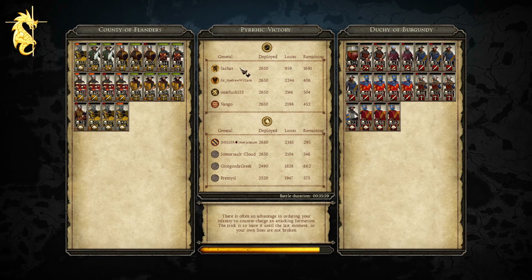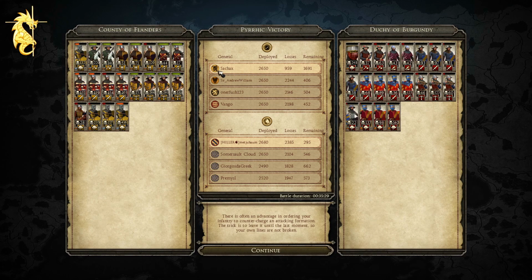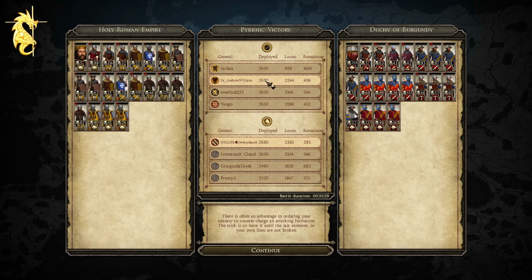All right, let's look at how everybody did here. So first off, we've got Sachax playing the County of Flanders. His cavalry did pretty good there. Look at the crossbows: 253, 266, 260, 235, 416 on the cavalry. And we've got Sir Andrew William as the Holy Roman Empire, with, unfortunately, it doesn't give you all of them put together. Looks like he's the one who unfortunately had the biggest issue. Really not doing too great. He got 131 on the Imperial Ritters and 114 on the Axe Sergeants.